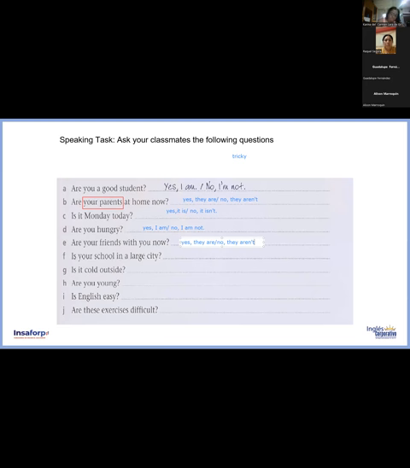Okay. Is your school in a large city? Yes, it is. That's right. No, it isn't. Estamos utilizando el it porque estamos hablando del school, right? De cosa, ¿verdad? That's right. Okay, what about letter G?